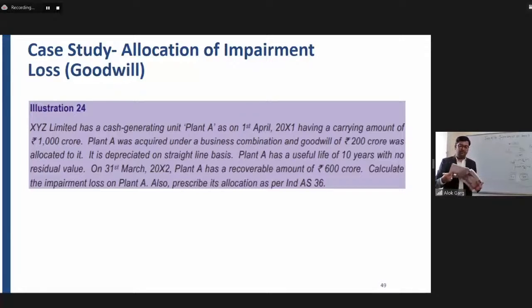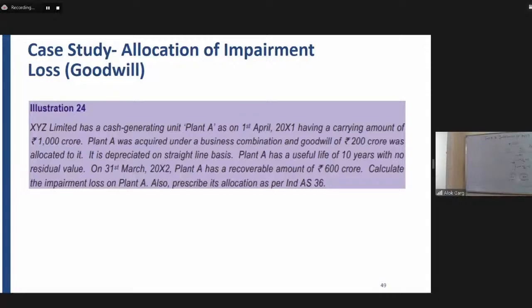Page number 7.253. XYZ Limited has a cash generating unit plant A as on 1st April 2001, having a carrying value of rupees 1000 crores. So it is a cash generating unit and the carrying value on 1st April 2001 is 1000 crores. Plant A was acquired under a business combination and goodwill of 200 crore was allocated to it. So there was a goodwill of 200 crore also. It is depreciated on a straight line basis. So this CGU has two assets. One is 1000 crore worth of plant and 200 crores worth of goodwill. So 1200 crore is the total value of the CGU.